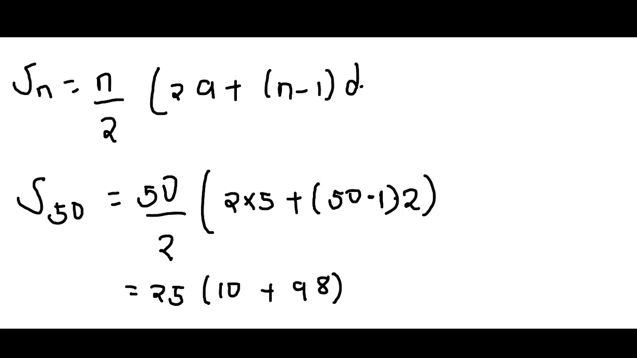So we are left with 25 into 108. When we multiply, we are left with 2700. So 2700 is the sum of the first 50 terms of that sequence. Let's try another example.